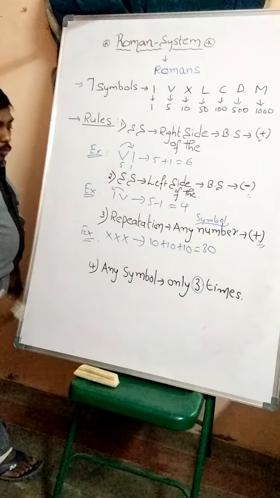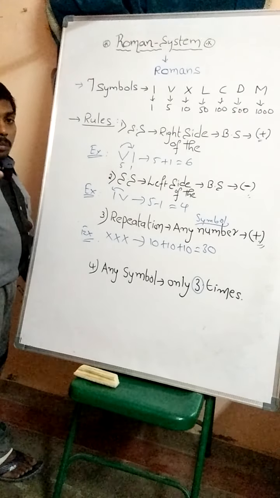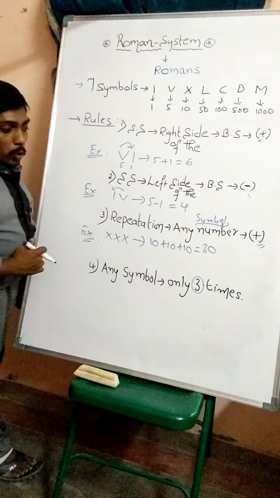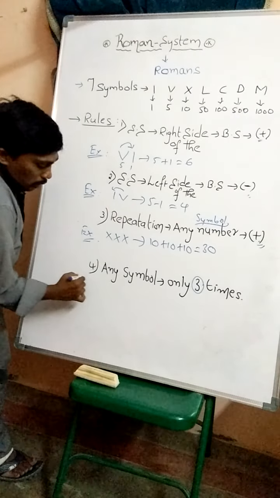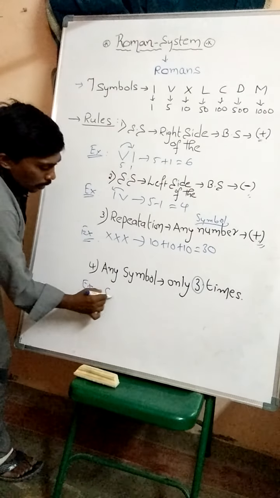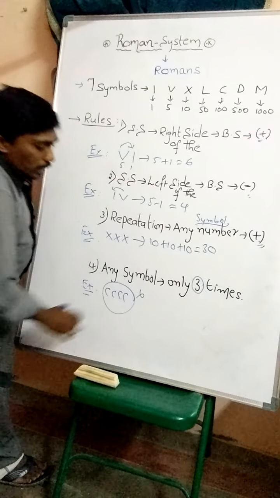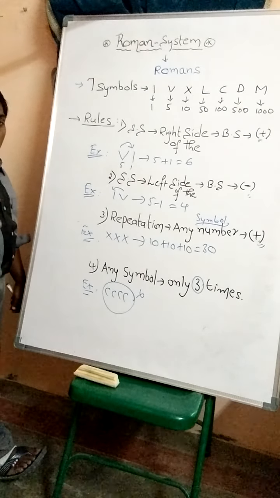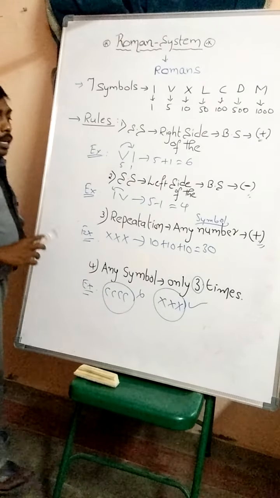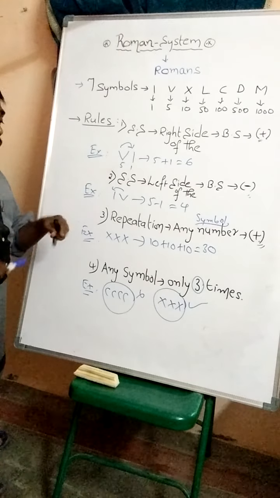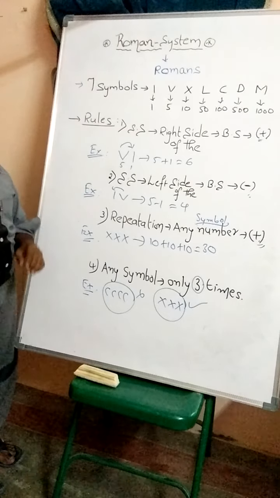Next, the fourth rule: any symbol is used only 3 times, except the symbols V, L, D. Next point I am going to discuss that one. So any symbol is used only 3 times. Let us see one example. If I is repeated 4 times, this way of representation is wrong. Any symbol is used only 3 times. Likewise X, used not more than 3 times. These are the four rules.